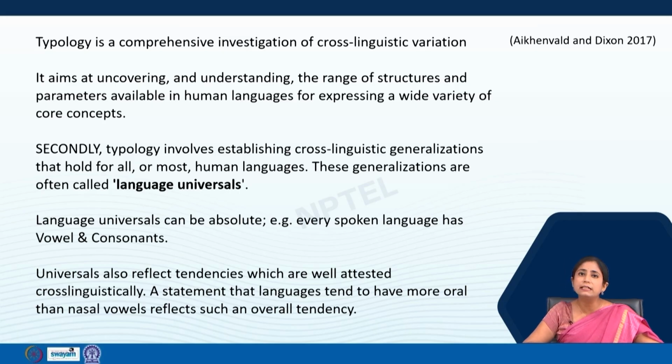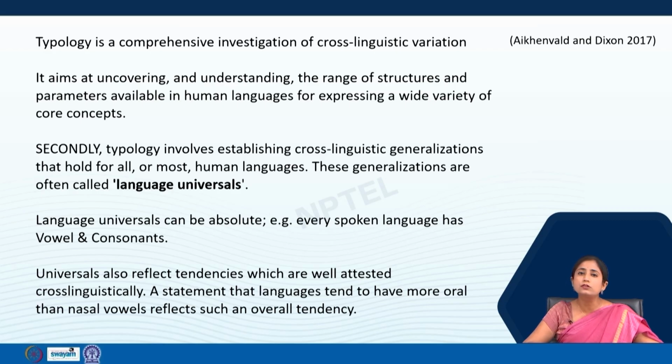Universals also reflect tendencies which are well attested across languages. A statement that languages tend to have more oral than nasal vowels reflects such an overall tendency. So we not only talk in absolute terms, like all the languages have consonants and vowels, but we also talk about tendencies or preferred features.